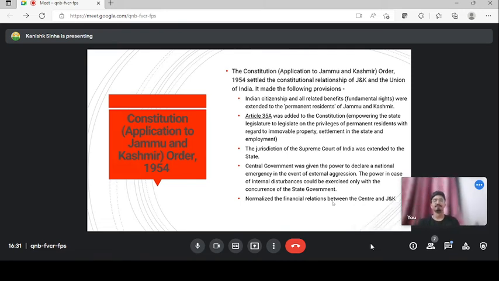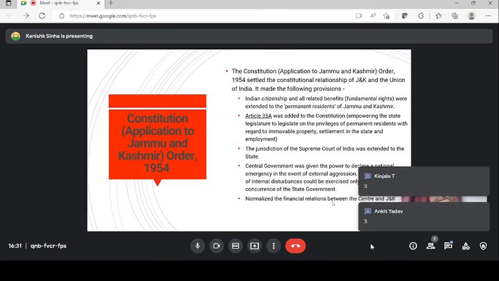Not only Ankit, everyone. So this was the Constitution (Application to Jammu and Kashmir) Order 1954, which covers permanent residency, movable and immovable property, the jurisdiction of the Supreme Court, and in cases of emergency, who will have the power. How many times has a national emergency been declared in our country? Good. 3 times.